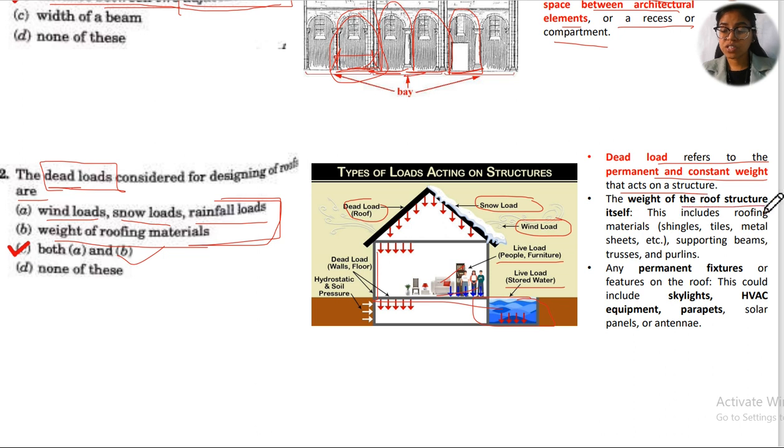The weight of the roof structure itself, this includes roofing materials. Weight of the roof structure will come under your dead load, in which the weight of the tiles, metal sheet, or the supporting beams, trusses and purlins, these all will come under your dead loads. Any permanent fixtures or features on the roof, this could include skylights, HVAC equipment, parapet, solar panels, or antenna. These all are examples of your dead load.